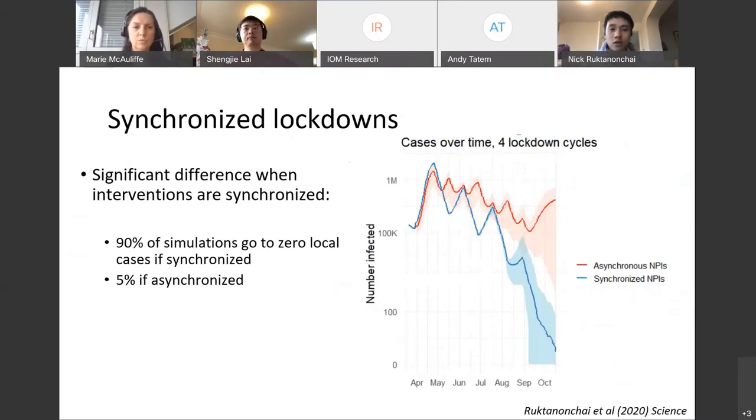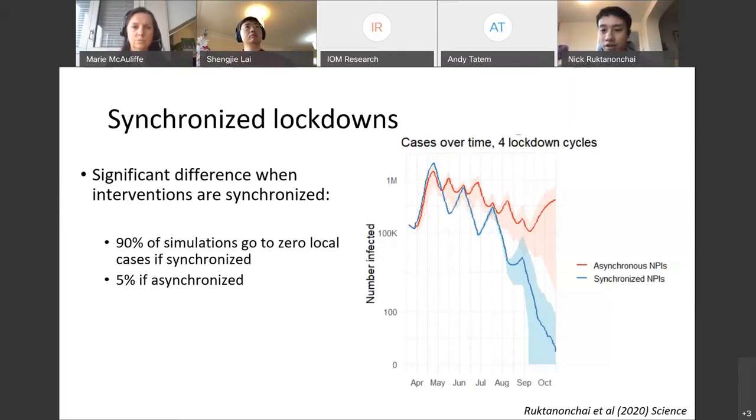So we used those four pieces of information to simulate what happened firstly when lockdowns were synchronized over time. So these were on-off lockdowns. You can think about the UK, where we came out of lockdown and then went back into it over the course of December. What happens if countries actually synchronize those across the entirety of Europe? And we found really huge differences.